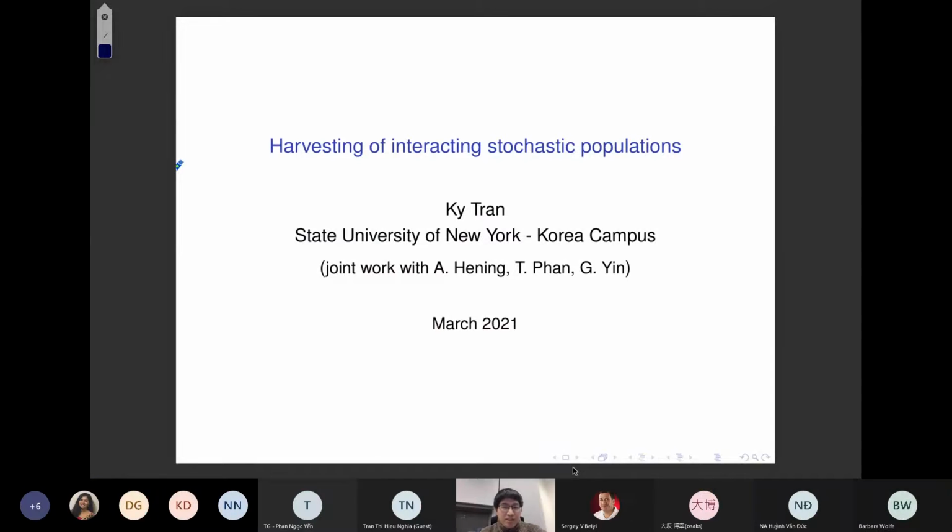Of interacting stochastic populations. This is based on joint work with Alex Henning at Tufts University, Phan at Quang Binh University, and my former PhD advisor, Joachim.